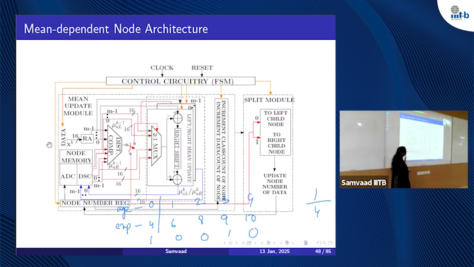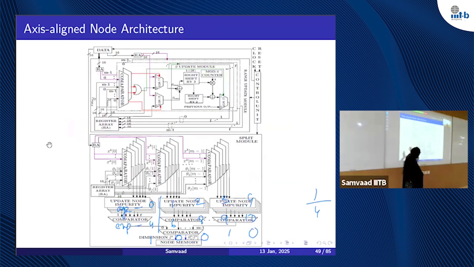So in memory also, I used some circuitry to speed up the memory access. Now I have here the mean dependent circuitry, same as the previous mean dependent node, and this is my axis aligned node circuitry. Here what we are doing is we are taking a comparator and an OR gate. So my comparator is comparing previous data and new data. If the new data is greater than the previous data, then R max needs to be substituted.